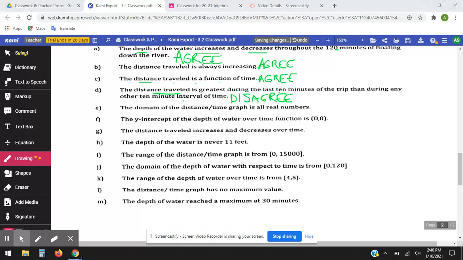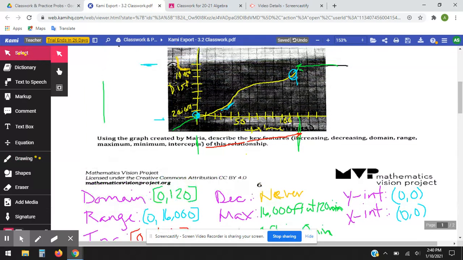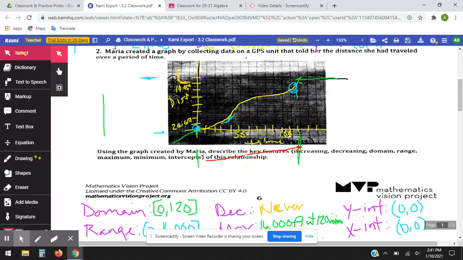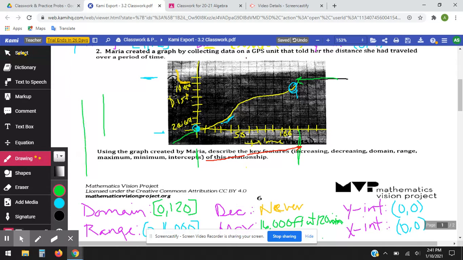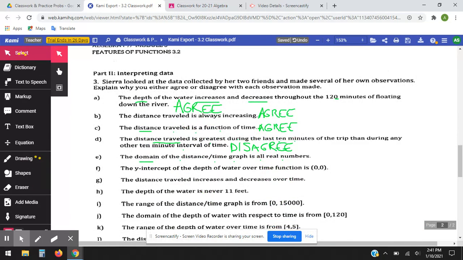Okay, next. The domain of the distance time graph is all real numbers. So if we do the distance and time graph up here, is it all real numbers? Well, distance, time, it looks like we've connected them. So we could do all real numbers, couldn't we? So that one I'm going to agree with.